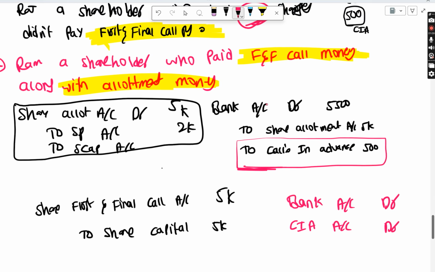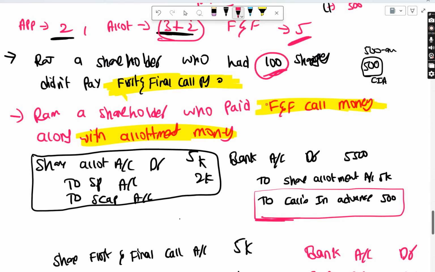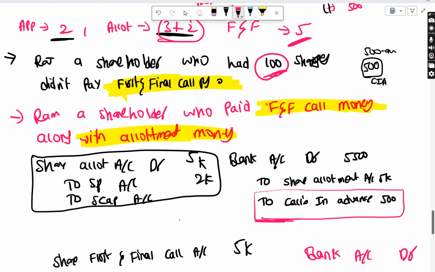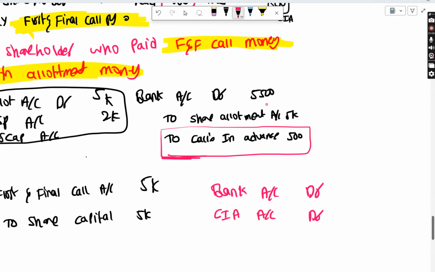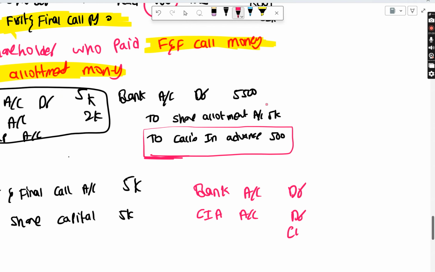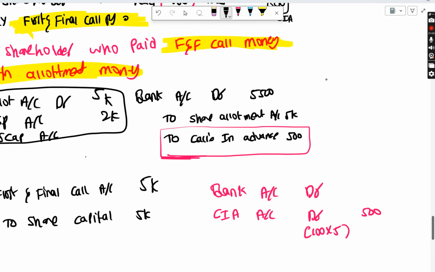Okay, I will explain this part. See, there is a Raj, a shareholder who had 500 shares. He did not pay the first and final call. So for him we are creating calls in arrears account, 100 into 5, we'll write 500 for him. He did not pay the money. See, if everybody pays, the bank account would get 4,500.